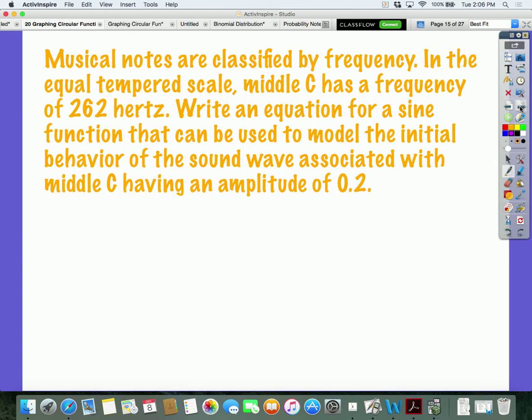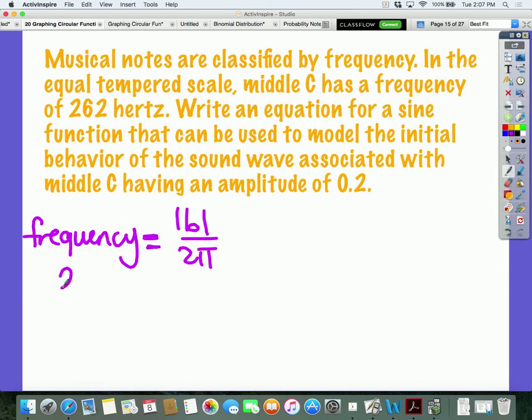Now with any word problem, you read it once and then you read it again and pull out important information. So musical notes are classified by frequency. What's important in that sentence? Frequency. And we just went over the formula for frequency, which is what? Absolute value of b over 2 pi. Next sentence says, in the equal tempered scale, middle C has a frequency of 262 hertz. What's important there? 262 is the what? Frequency. So that means I'm going to replace the word frequency with 262.